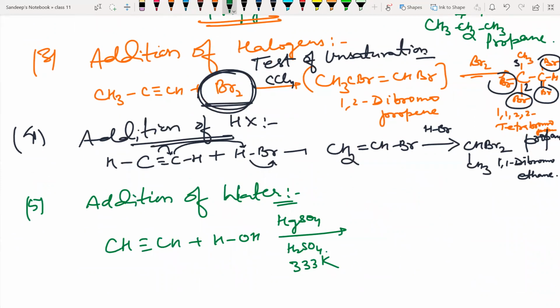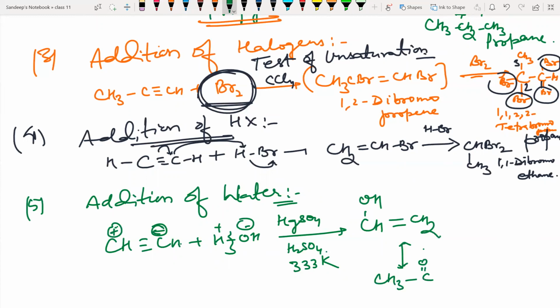Now what happens? This pi bond breaks. Here we get a negative charge, here a positive charge. So water, you know, is H plus and OH minus. So here OH minus will act, here H plus. So it will become CHOH=CH2. Now this is vinyl alcohol. This undergoes tautomerism to form ethanol.